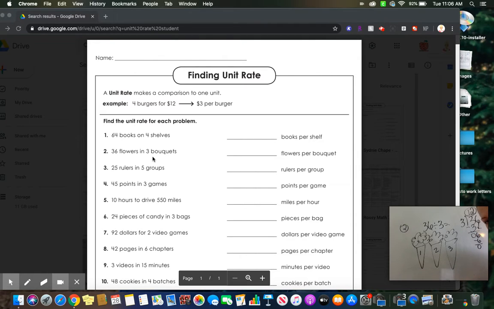Remember, you can pause the video, stop the video at any time. And you can go back, you can review, you can rewind.